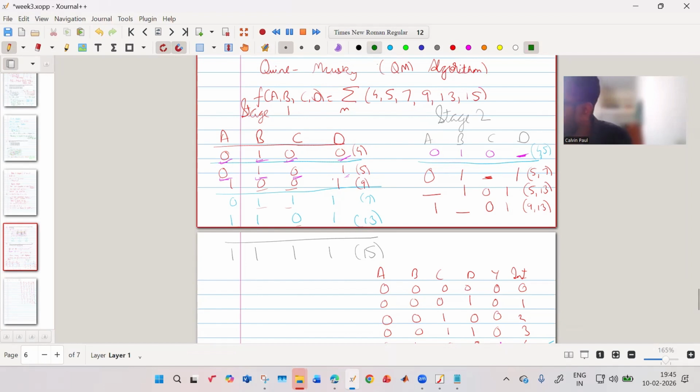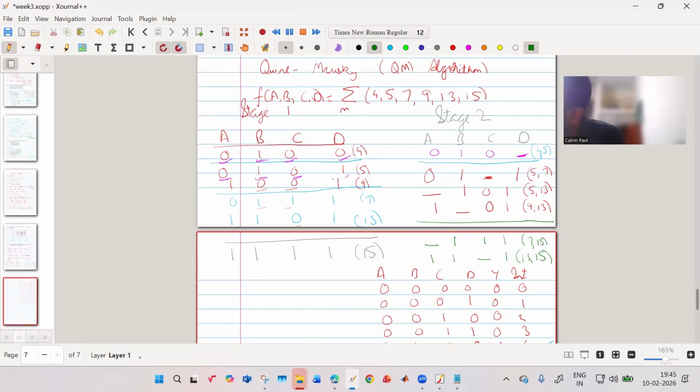Then the next part, between the ones which have 3 ones and 4 ones. So here how it will be? It will be underscore 1 1 1. This is between 7 and 15. And this will be 1 1 underscore 1. This is between 13 and 15. Okay, so this is what you got for stage 2.